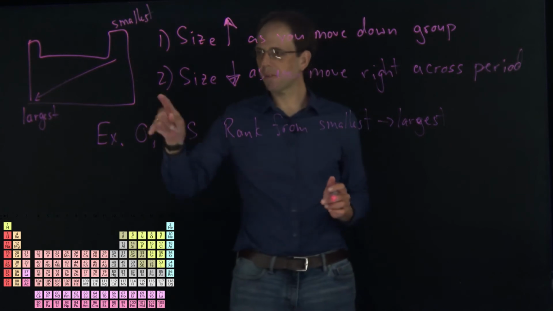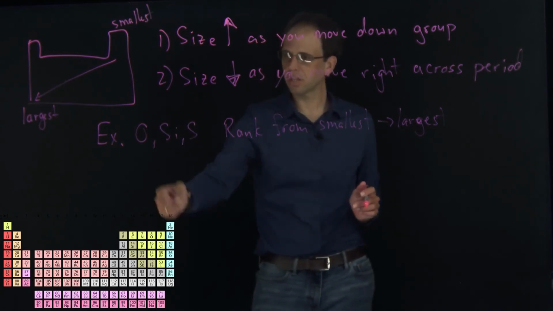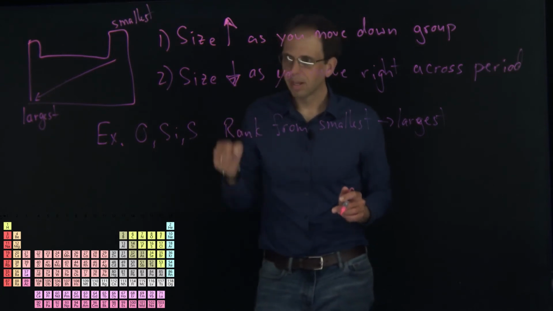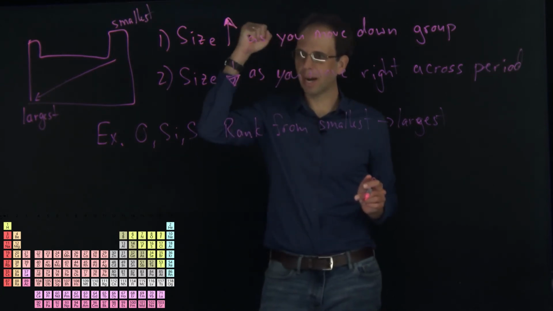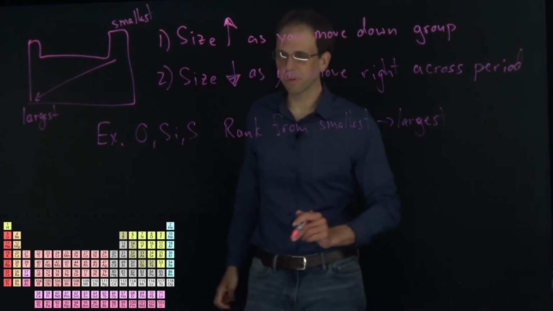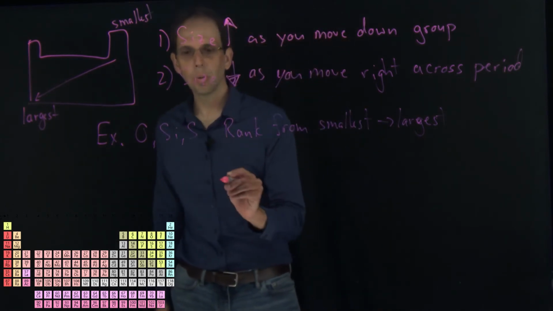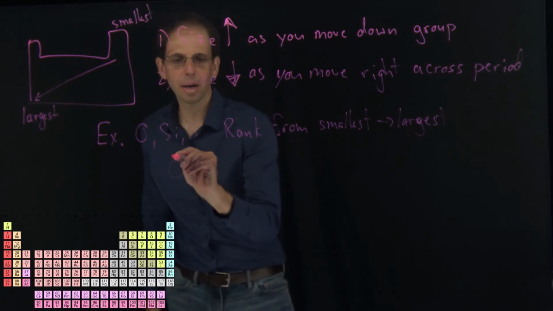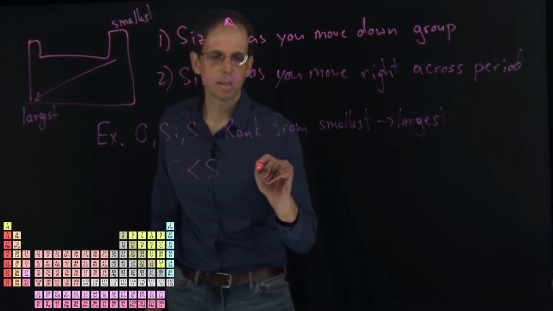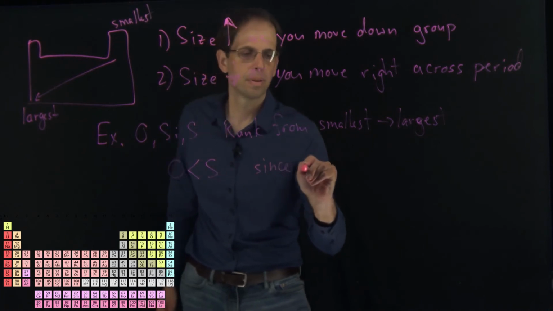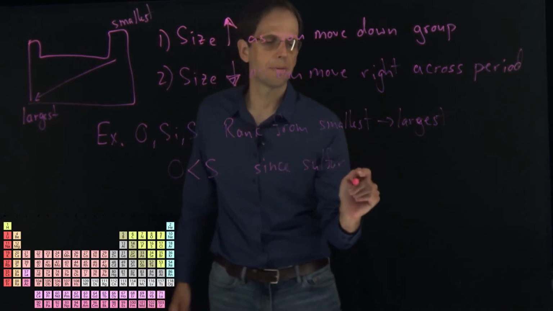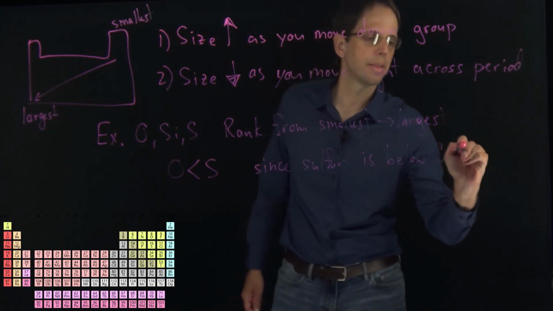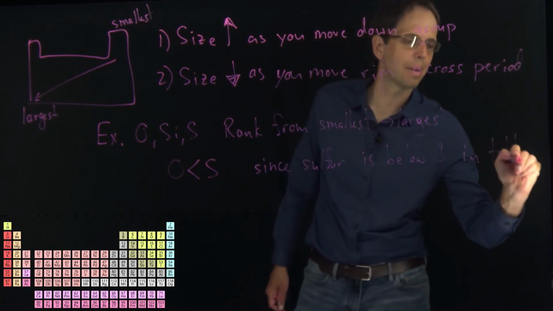So first off, looking at the periodic table, I see that oxygen and sulfur are in the same period. Excuse me, the same group, with oxygen being in the earlier period compared to sulfur. And so we know that sulfur is going to be greater than oxygen since sulfur is below oxygen in the table, in the same group.